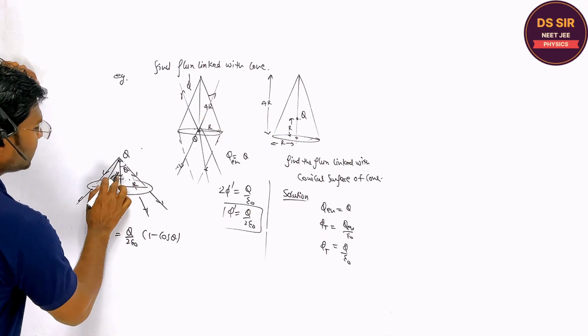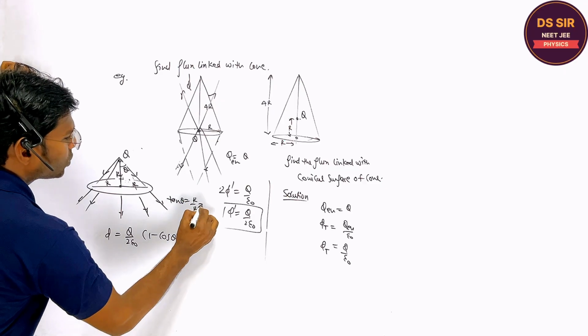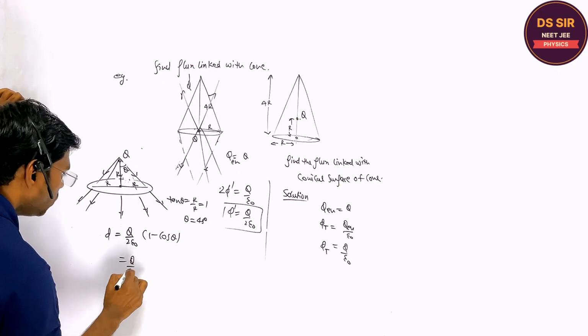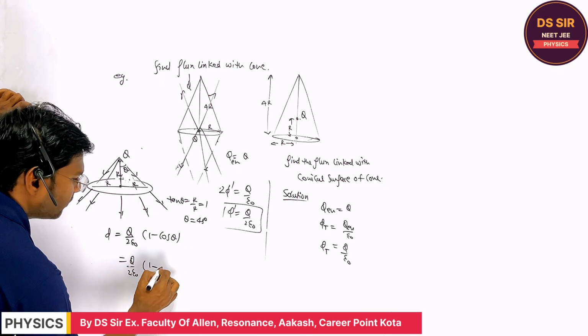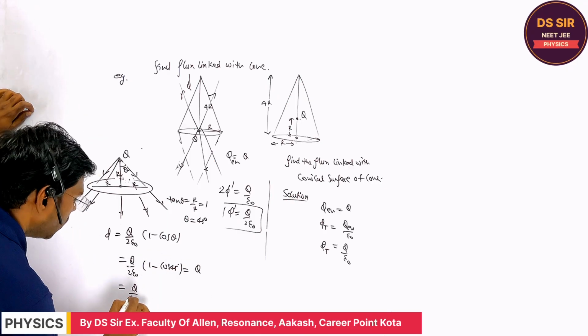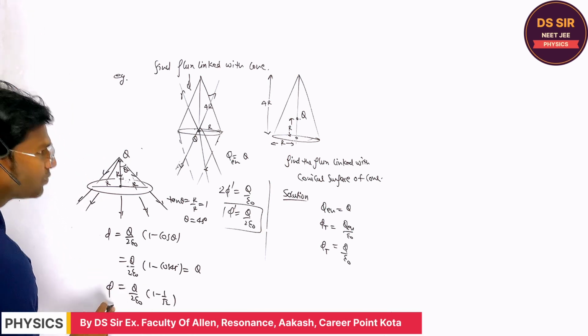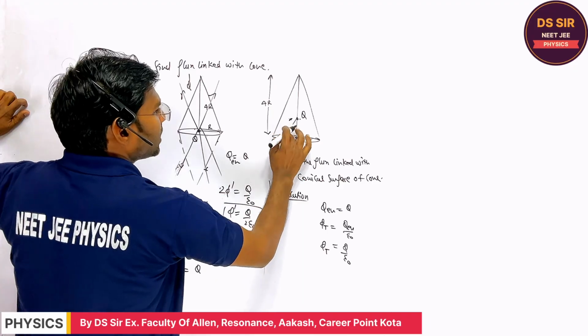If this is the r, this is r, what is the tan theta? The tan theta is r upon r, which is equal to 1. The theta is 45 degree. So the flux is q upon 2 epsilon naught, 1 minus cos 45. And what is the value of the cos 45? This is q upon 2 epsilon naught, 1 minus 1 by root 2, is the flux linked with this disk, right?